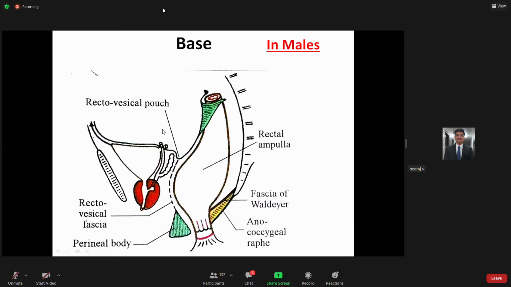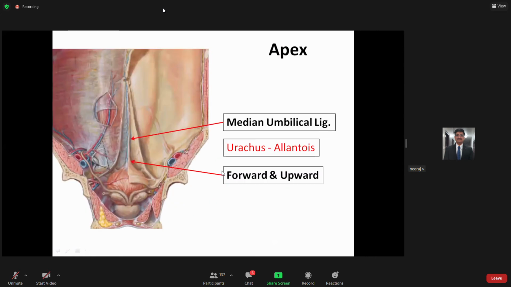So this is the neck, and this is the base of the bladder. You have one anterior border, which is shown in this picture. Similarly, you have two borders which are the lateral borders. So what we have seen. Now we will be looking.